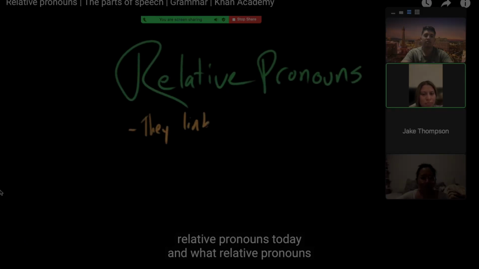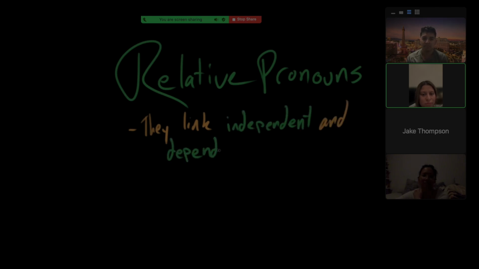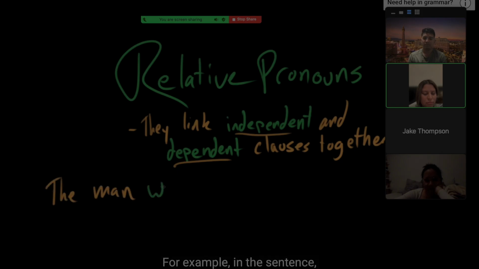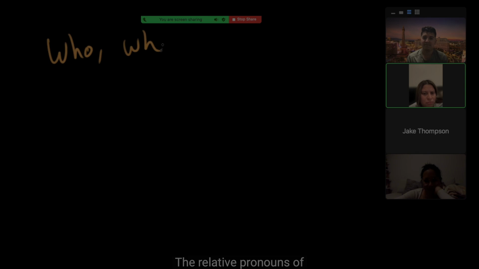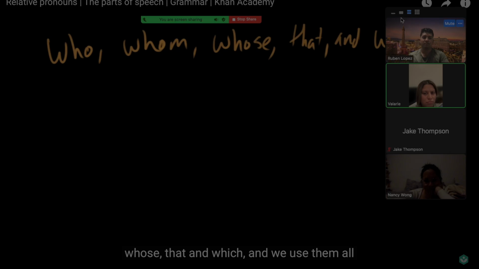Grammarians, we're going to talk about relative pronouns today. And what relative pronouns do is they link clauses together, specifically independent and dependent clauses. And if you don't know what independent and dependent clauses are, that's okay. Just suffice it to say that these pronouns allow you to staple phrases together. For example, in the sentence, the man who sold the world, English are who, whom, whose, that, and which. And we use them all for different things.